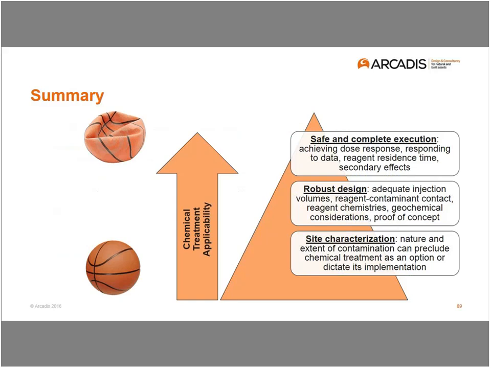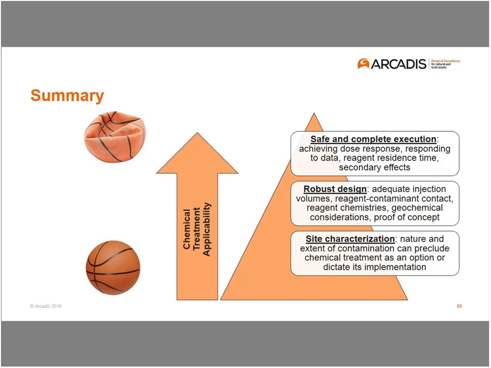So to summarize, the applicability of chemical treatment specifically for an LNAPL source zone is really a pyramid that's built upon the site characterization and the LNAPL CSM that Rick had laid out at the start of this, and that the nature and extent of the contamination that remains can completely preclude chemical treatment as an option or dictate its implementation, whether it has to be in situ mixed because there's a lot of source mass in a really low permeable environment.